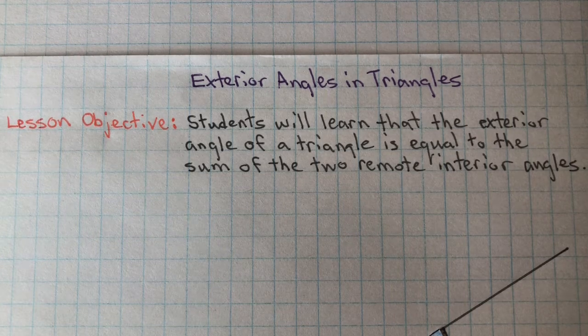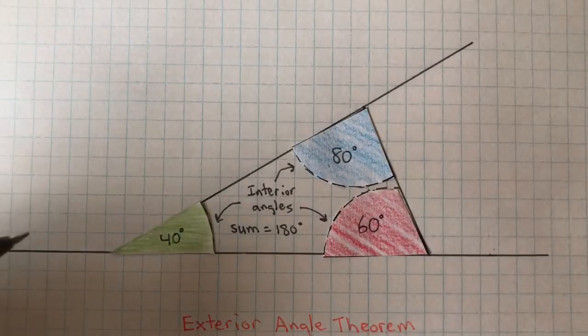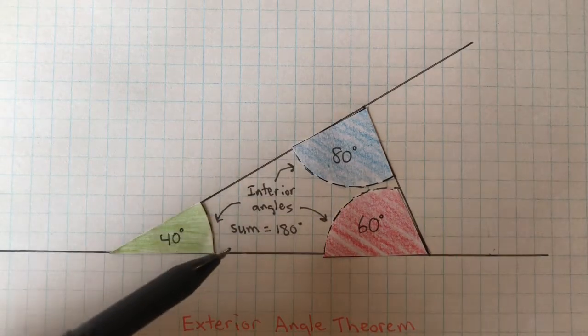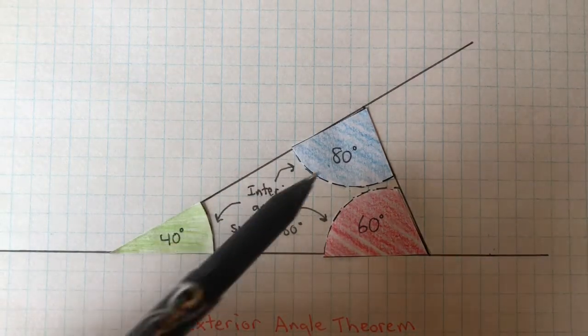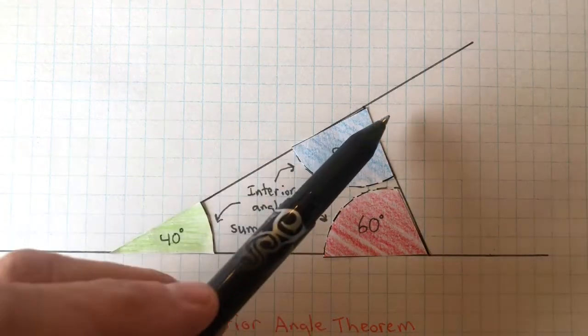Today's lesson is exterior angles and triangles. The lesson objective: students will learn that the exterior angle of a triangle is equal to the sum of the two remote interior angles. In any triangle, you have three interior angles. Interior angles meaning the angles on the inside. Exterior angles would be the angles on the outside.